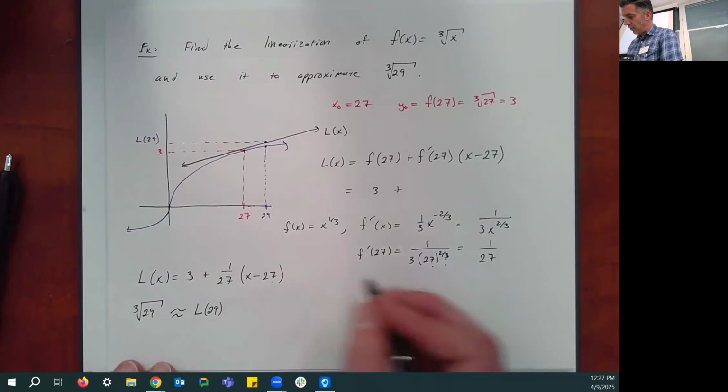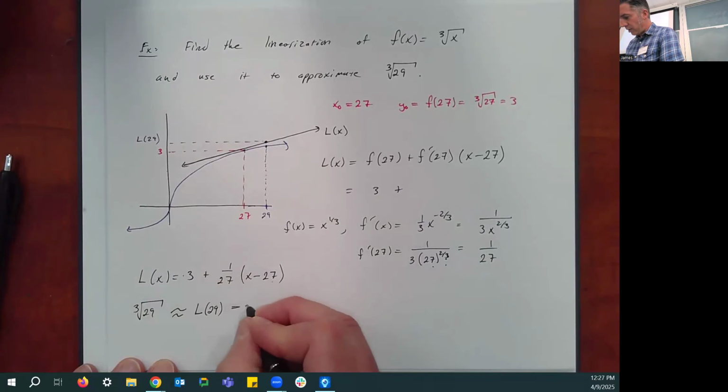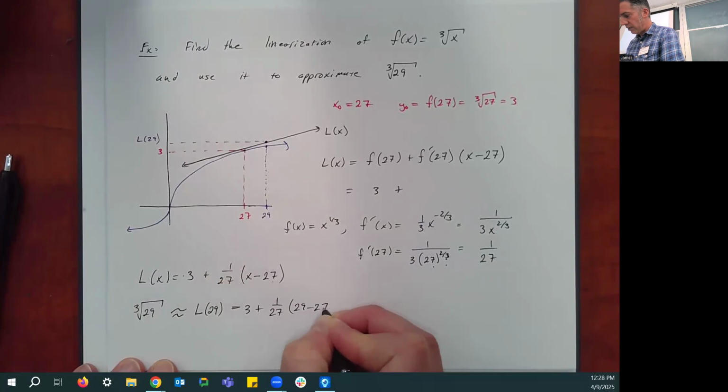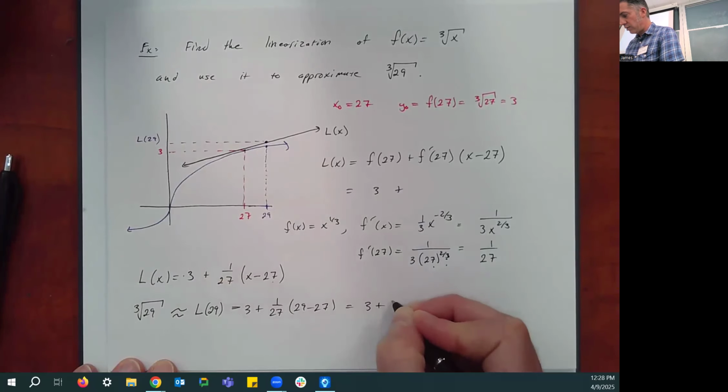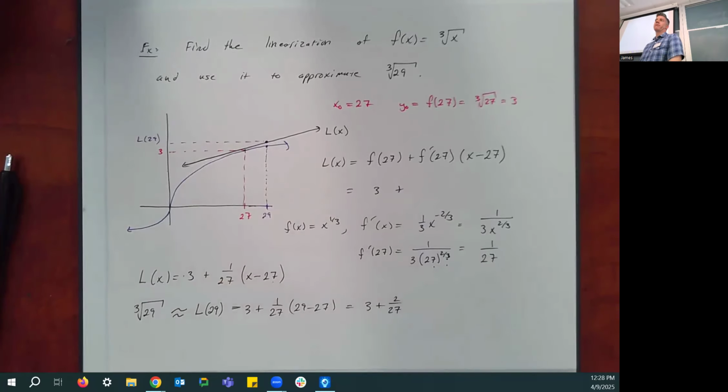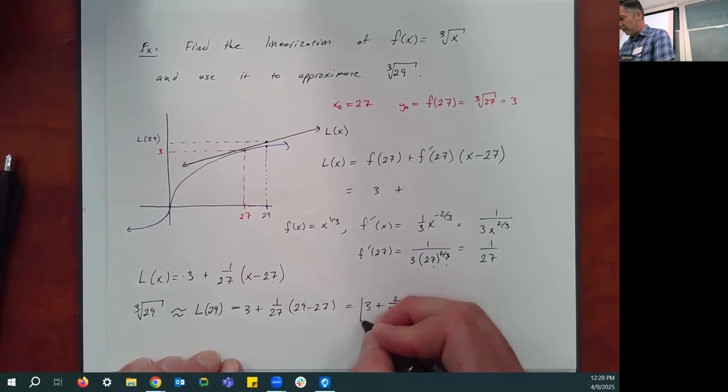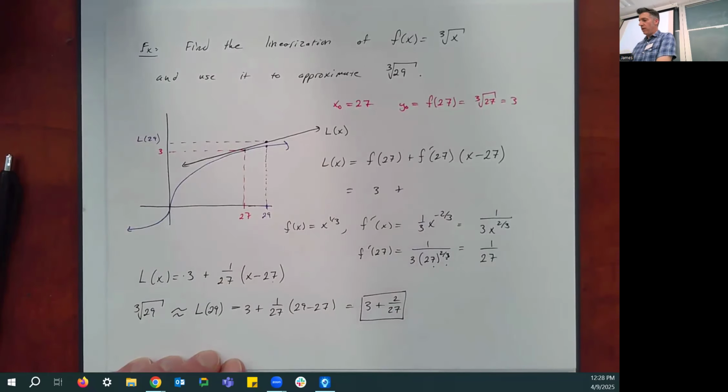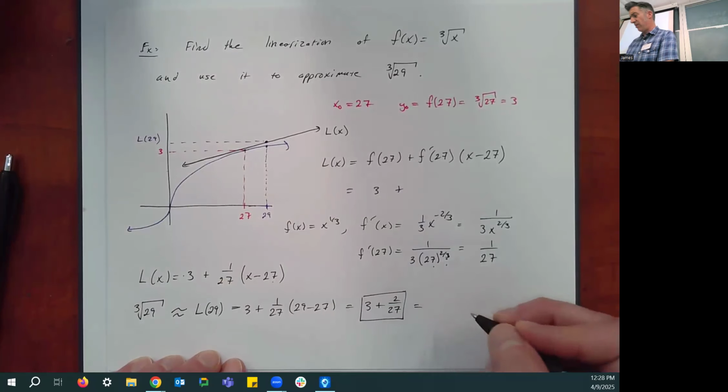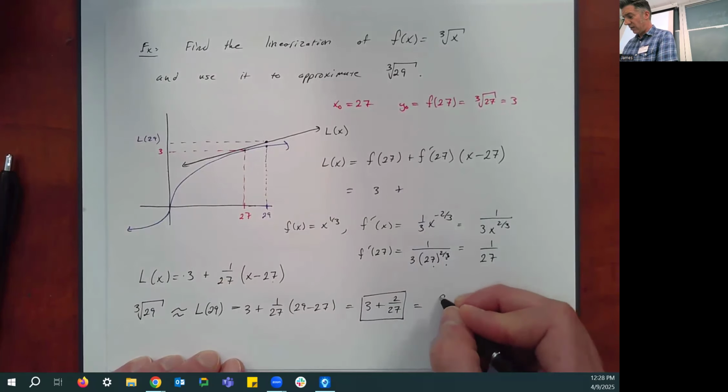So if we plug that in, we're going to get 3 plus 1/27 times 29 minus 27, which is 3 plus 2/27. You can get a common denominator, or you could leave it like this. I would probably leave it like this. I think this is more useful. But if you actually get a common denominator, it's going to be 81 plus 2, so 83/27. I don't feel like that's any better.